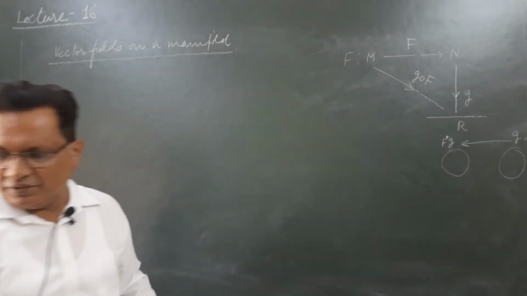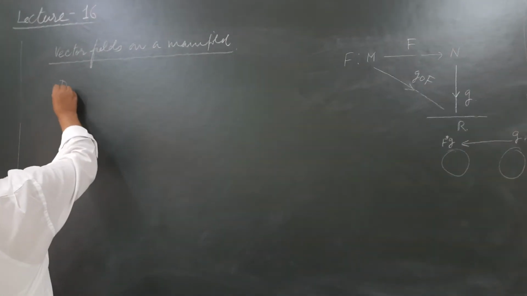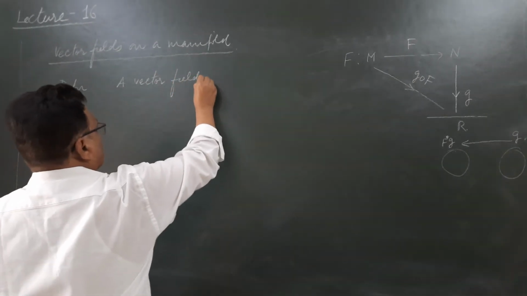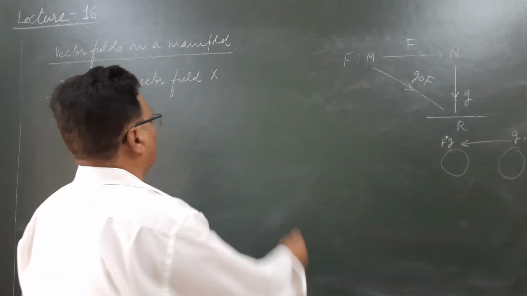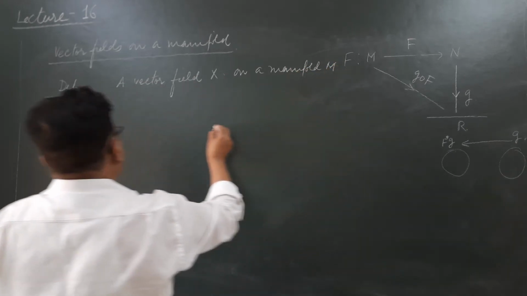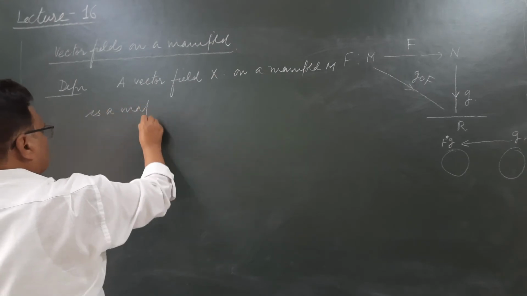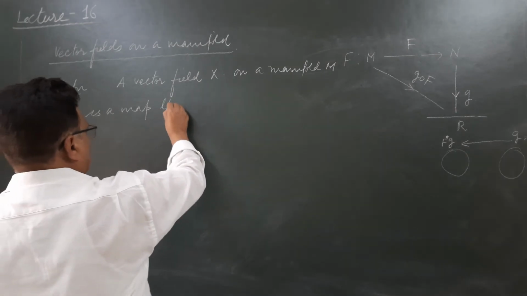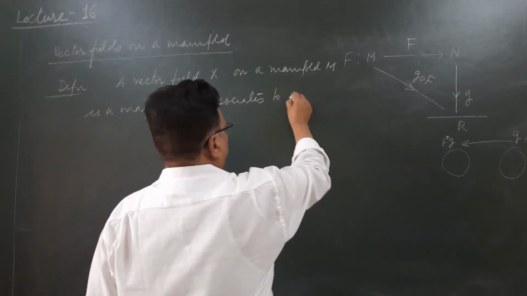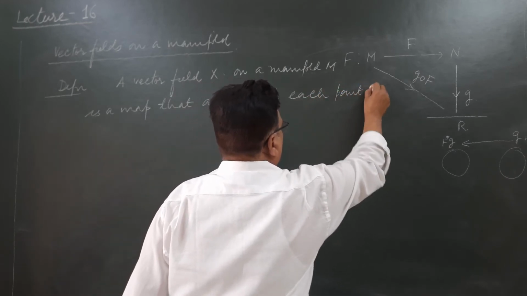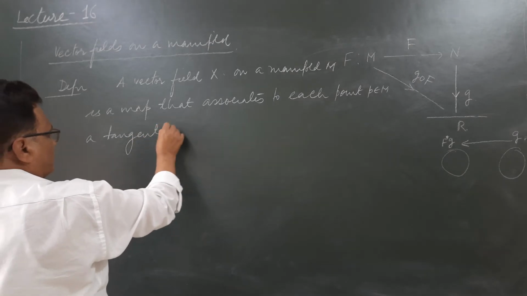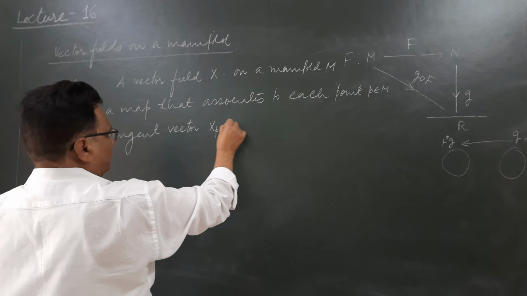So let me straight away write down the definition of a vector field. A vector field X on a manifold M is a map that associates to each point P in M a tangent vector Xp at P.